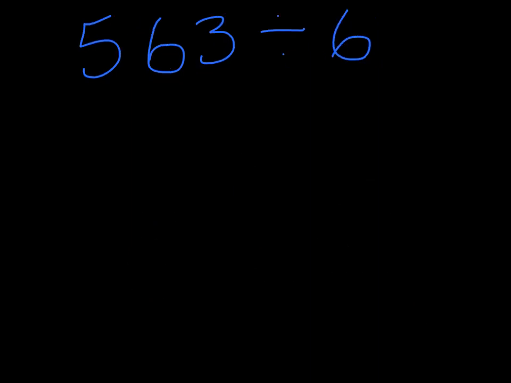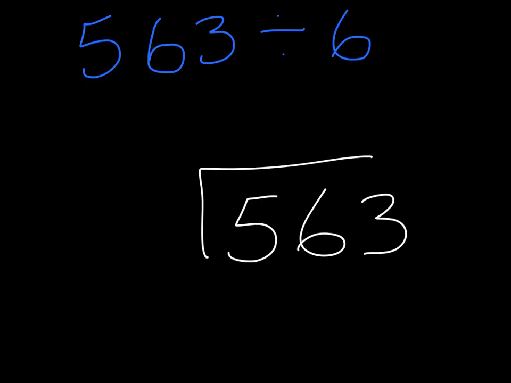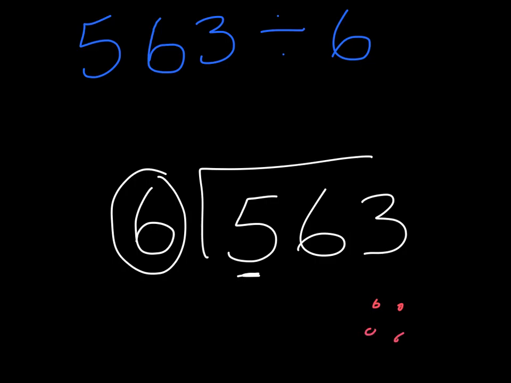So 563 divided by 6. 563 and 6. Now look, my first digit again is smaller than the number I'm dividing by, so I know I need to think carefully. If I've got 5 blobs down here, just draw it so you can help me remember, how many groups of 6 can I make? The answer is none. No groups of 6, but that means I've got 5 left over. Then we carry on as normal, so how many 6's are in 56?